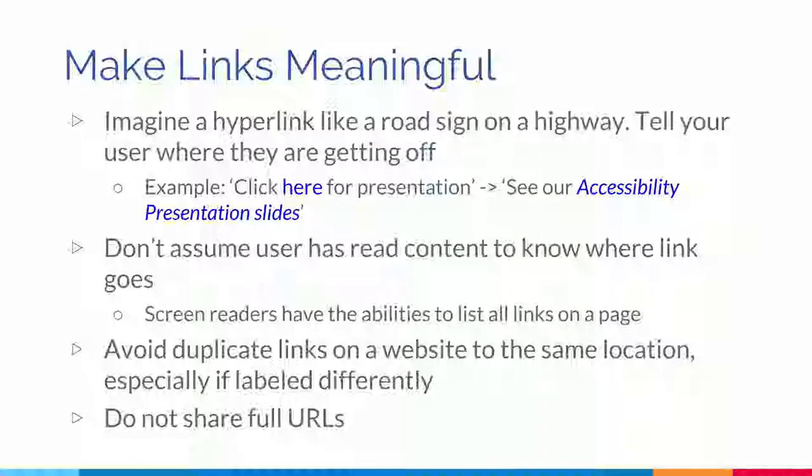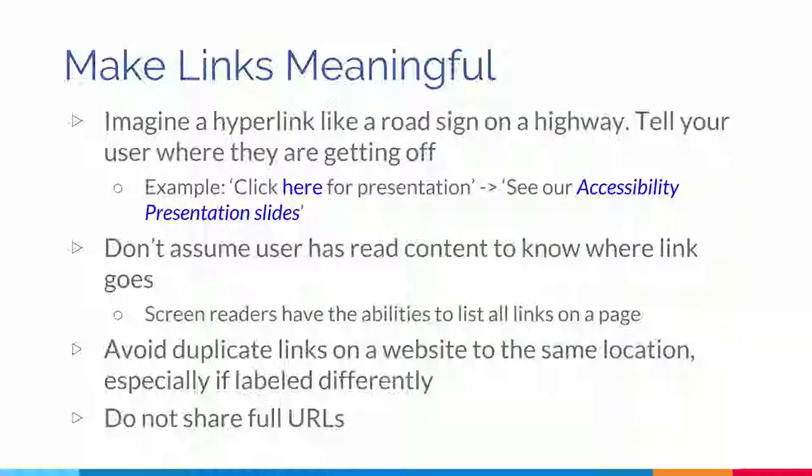So for my example, I have the "click here for presentations" or the "CR accessibility presentation slides." And again, don't always assume that your user has actually read the surrounding content to figure out what that link is supposed to be for. My other rule of thumb is always imagine that your user is like 5 years old, and that kind of helps. Always imagine your user has no idea what they're doing.